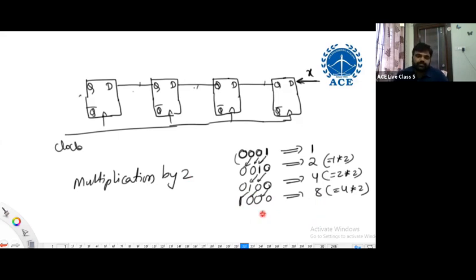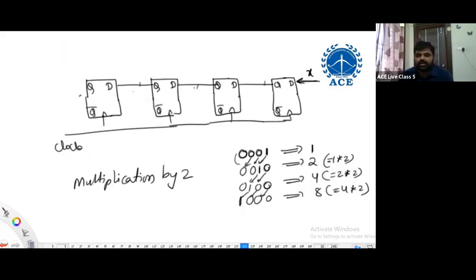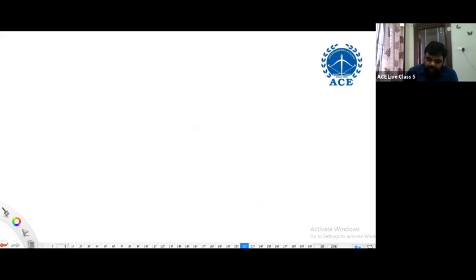Right? Shifting left by 1 bit by appending a 0 in the LSB gives multiplication by 2. Shifting right by 1 bit, appending 0, gives division by 2. So in a register, these two operations we have observed: one is division by 2, the other is multiplication by 2. Now, we can have some more operations on these registers. Let us see what those operations are.